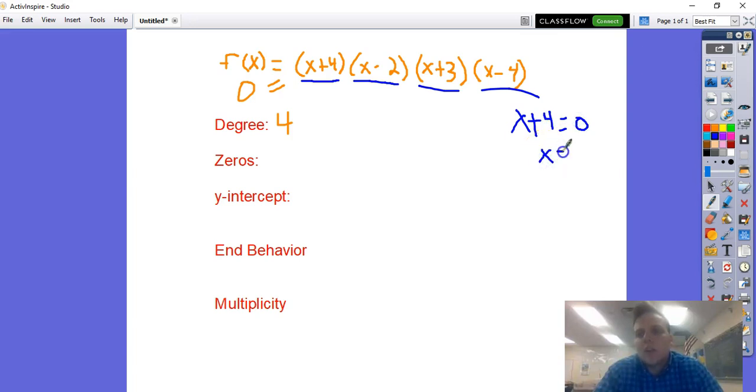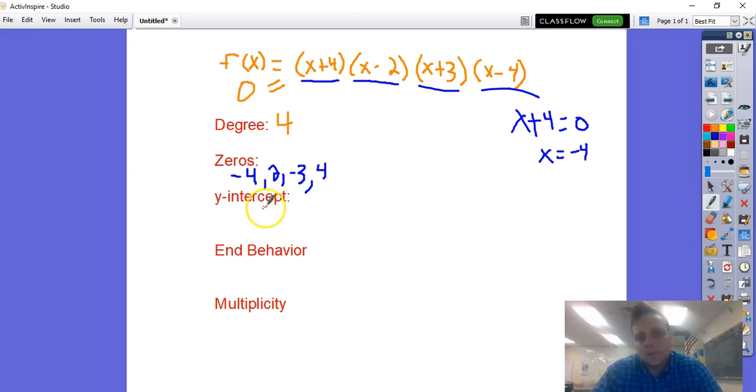So then you would know that if x was negative 4, negative 4 plus 4 is 0. Okay? And that would make all that 0. So negative 4 is one of your zeros. And then you could do the same with the rest, and you'd get 2, negative 3, 4. Now, a lot of you say, oh, so I can just switch the signs. Yes and no. Okay? Yes, you can switch this sign, but if there was a coefficient in front of x, you would need to make sure you divided by it. Okay? Just don't forget that.